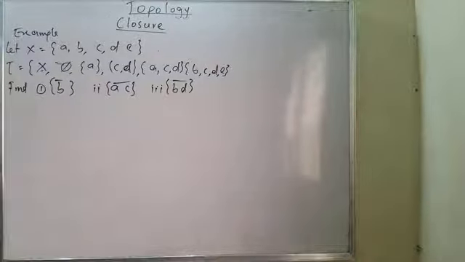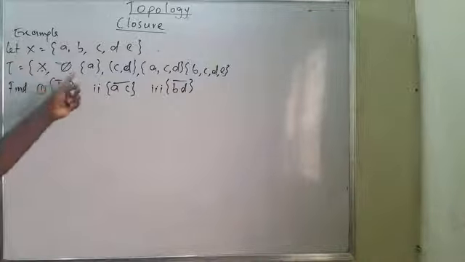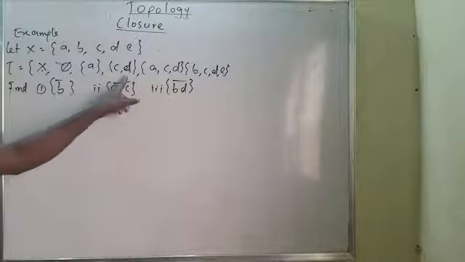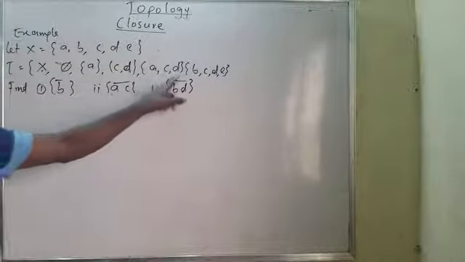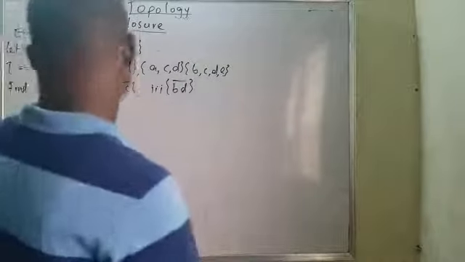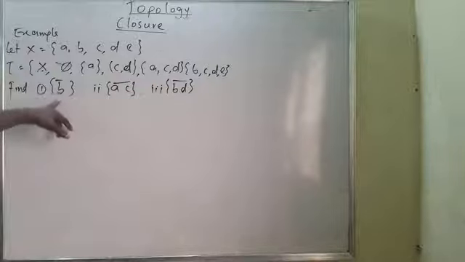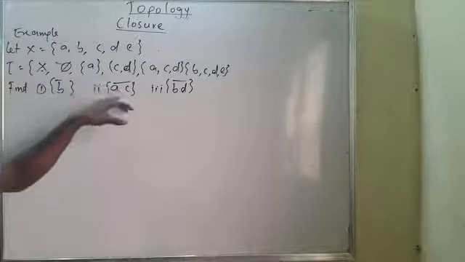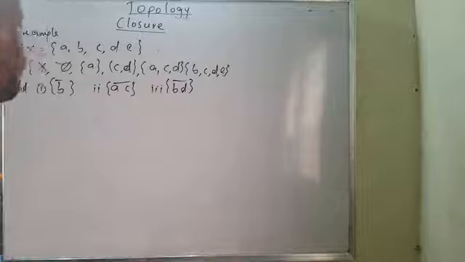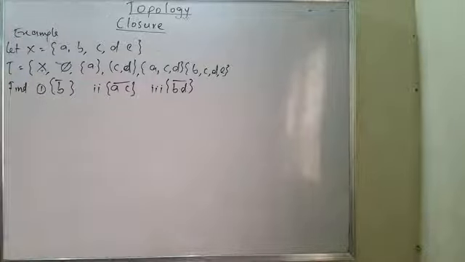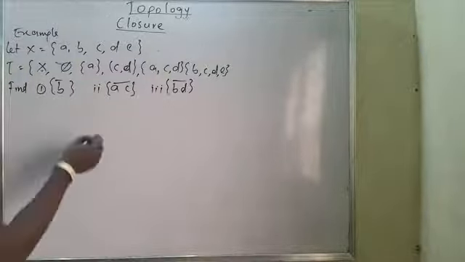Let X be {A, B, C, D, E}, and tau, a subset of the power set, be: the empty set, singleton A, CD, AB, ACD, BCDE. Now find the closure of A, the closure of AC, and the closure of BD. How do I go about this? Let's try to work it out.